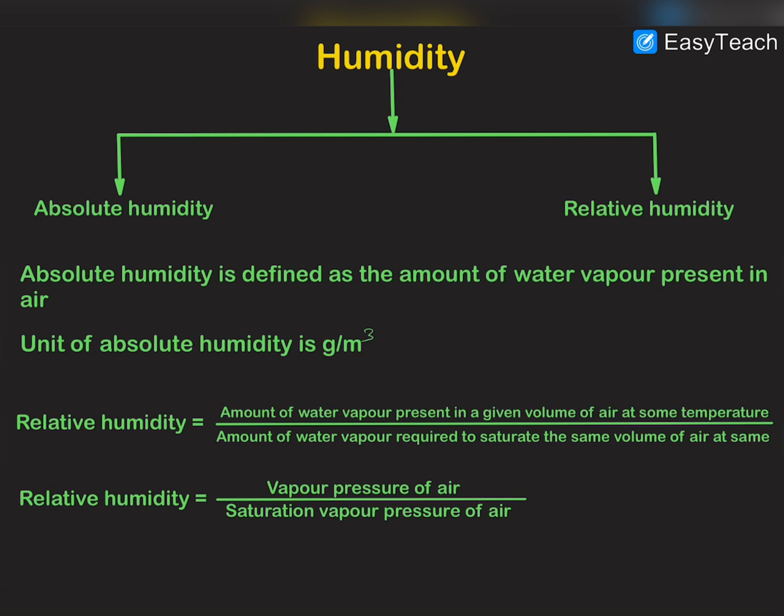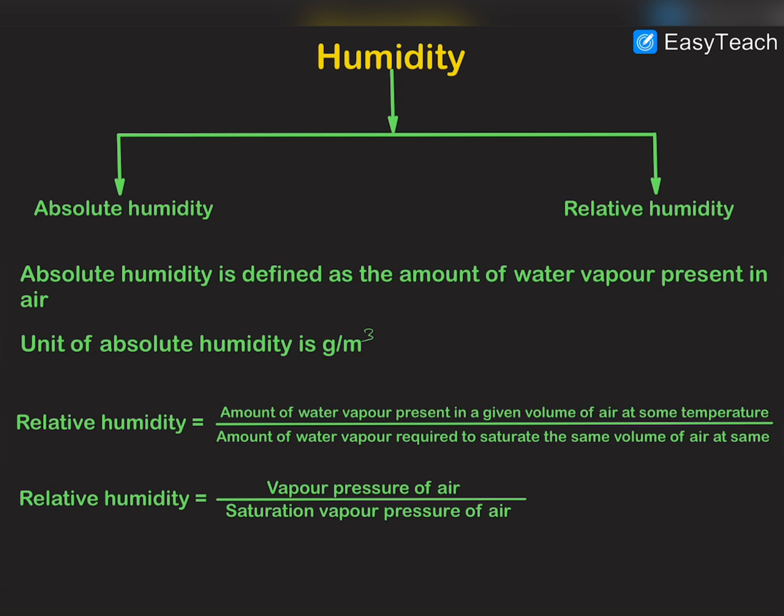But today, in this video, we are going to discuss humidity. So there are two types of humidity, which are absolute humidity and relative humidity. Absolute humidity is defined as the amount of water vapor present in air, and it is measured in the unit of gram per meter cube. So it is just that amount of water vapor, or density of water vapor, present in air.